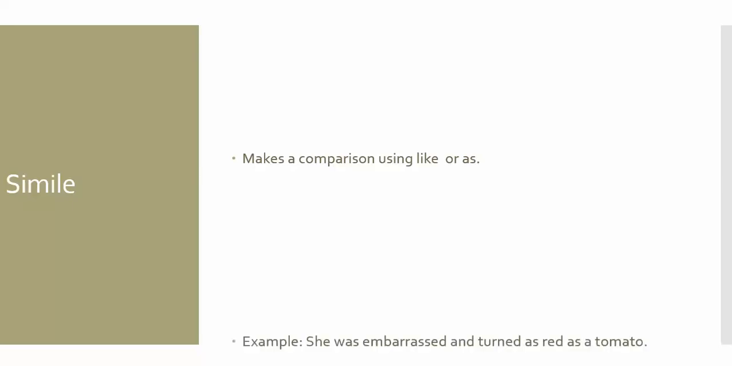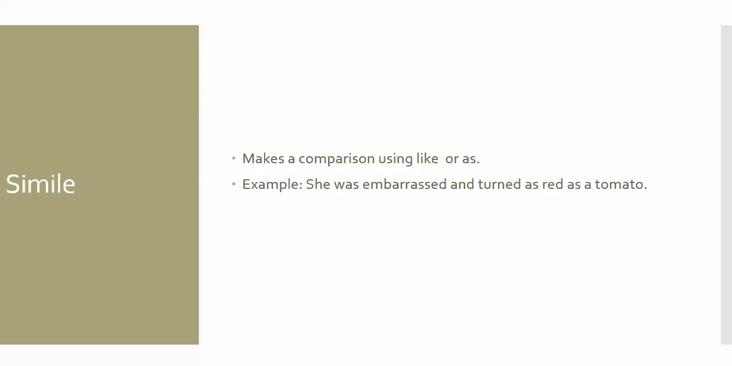Now I'm going to give you some examples of the devices used in sentences, and we'll talk about what each device means. So in a simile, the purpose of a simile is to make a comparison using like or as. Example, she was embarrassed and turned as red as a tomato. We are comparing this girl to a tomato. What it means is that her face became very red. She blushed. She was flushed. So it gives us a picture in our mind to show us what her face looked like and helps to add to our picture that we're painting in our head as we're reading.